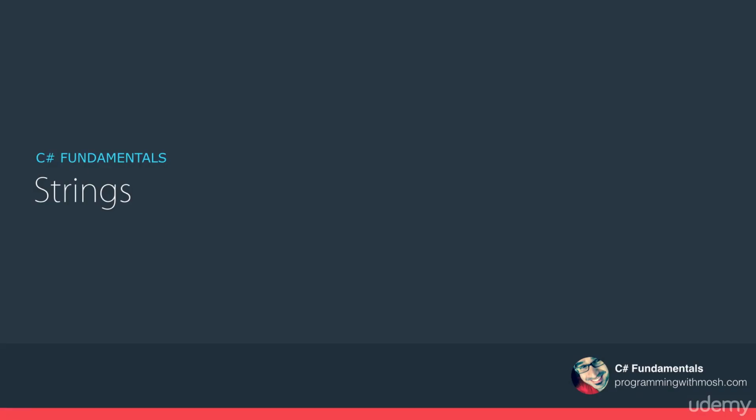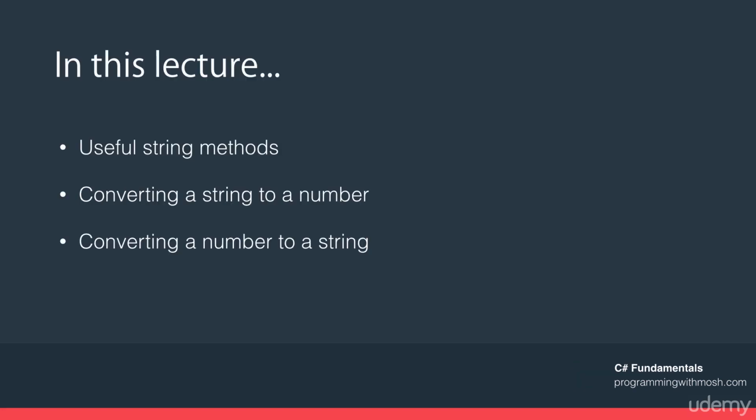Earlier in the course, you learned that in C#, the string keyword maps to the string class in the .NET framework. So a string is a class. And you also learned that strings are immutable, which means once you create them, you cannot change them. In this lecture, I'm going to cover a bit more details about strings.